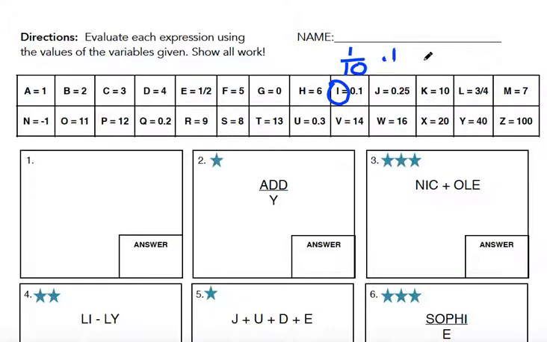And the nice thing about 1/10 is when you're multiplying, let's say 16 times 1/10, you just move that decimal over one place. So 16 times 1/10 is equal to 1.6. 72 times 1/10 is equal to 7.2. So whether you want to work with decimals or fractions, I chose a lot of the times to work with fractions.